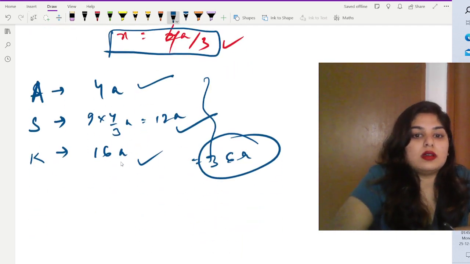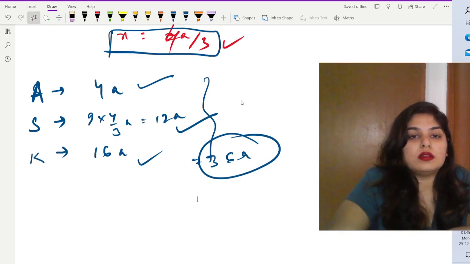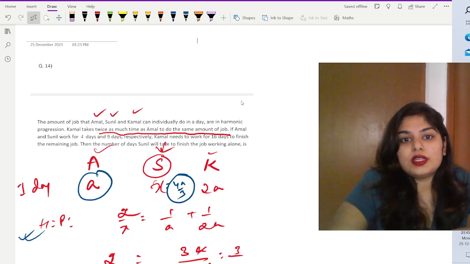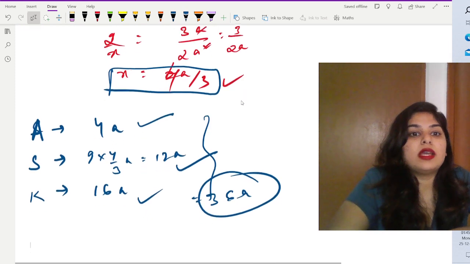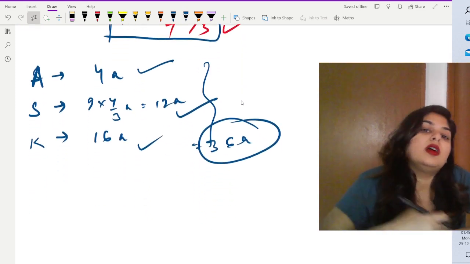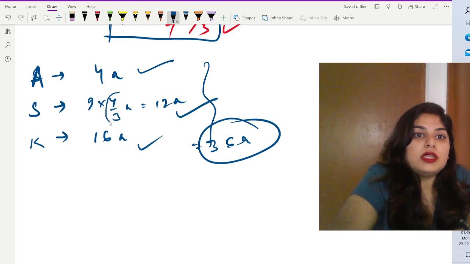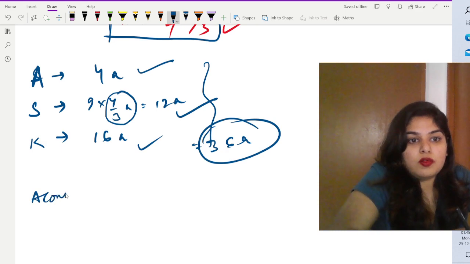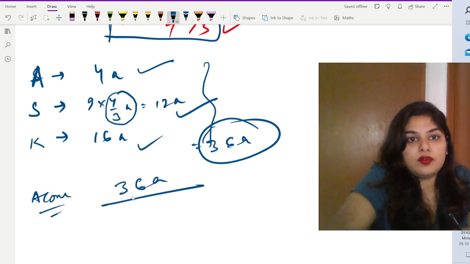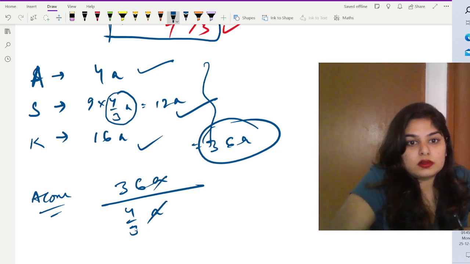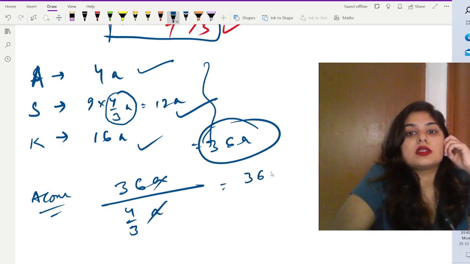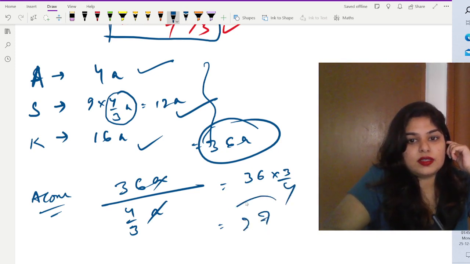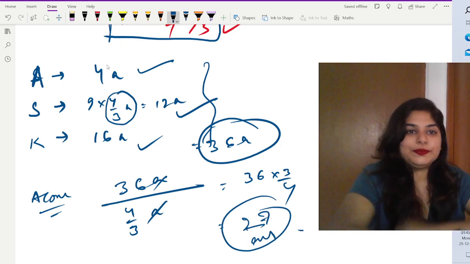So that means what is the question we have to find out here? The number of days Sunil will take to finish the job working alone, right? So three of them together, the total work is 36a done by three of them together. So Sunil's 1 day work is 4 by 3a. So alone by Sunil, what we will do, total work divided by 1 day work done by Sunil is equals to 36 into 3 by 4, correct? So that is 9 3s are 27. 27 is the answer. Okay.